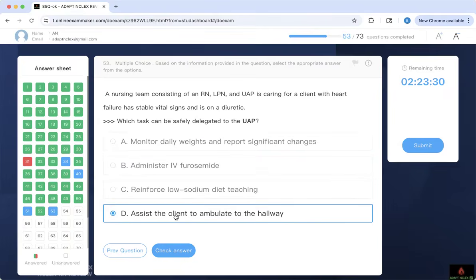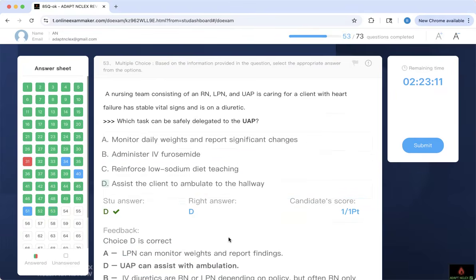This one here, they can ambulate the client easily without any ambiguity, right? The word monitoring, we give it to what? LPN. Who's going to give IV furosemide? What do you think? Reinforce low sodium teaching, that's LPN. This has to be done by the RN. So pay attention to that.